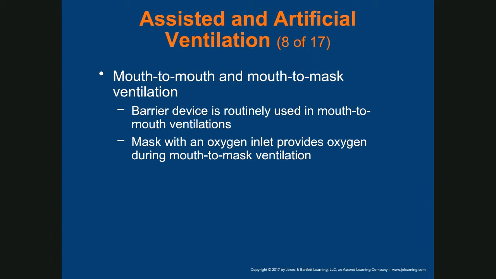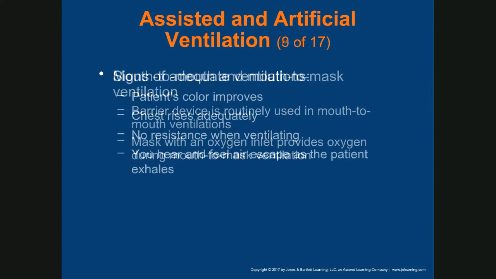I did it for a child because I couldn't find my face shield and the child stopped breathing on me, right? I didn't have time to search for a face shield, so I had to do mouth to nose and mouth for that particular patient. That patient survived, right? So that story has a good ending. A barrier device is routinely used in mouth-to-mouth ventilation. A mask with an oxygen inlet provides oxygen during mouth-to-mask ventilation.